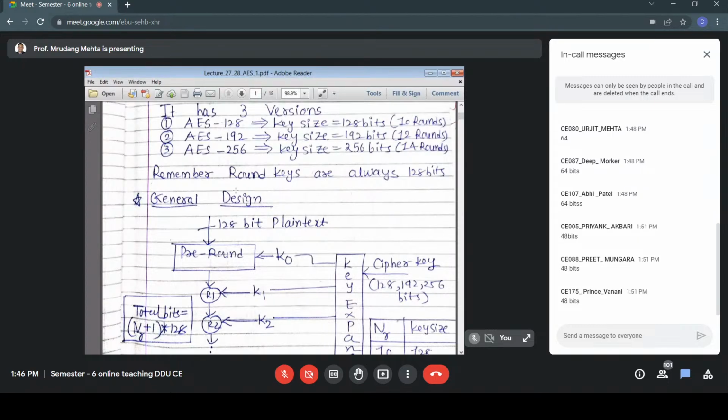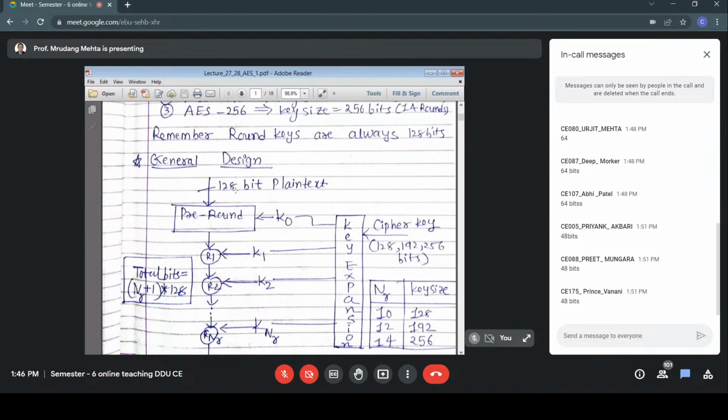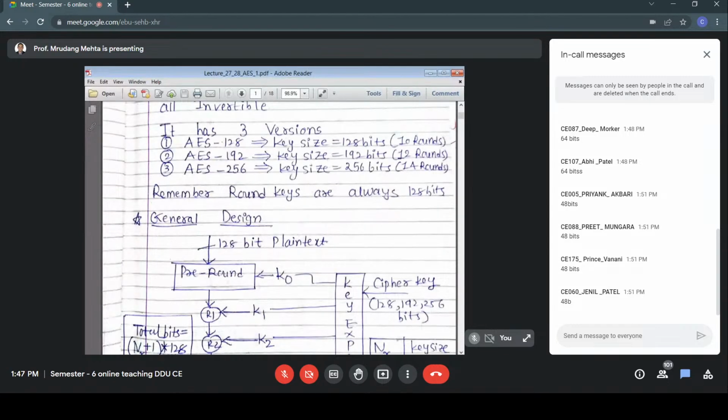So here it is, 128 bits. There are 10 rounds of 128-bit round keys, and 12 rounds and 14 rounds. So from 192, it will generate 128-bit keys. From 256, it will generate 128-bit round keys.